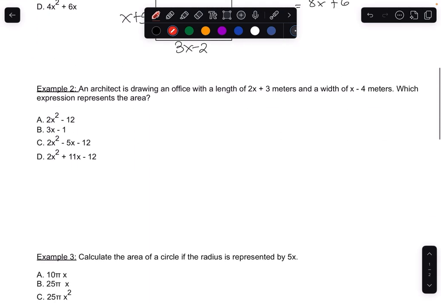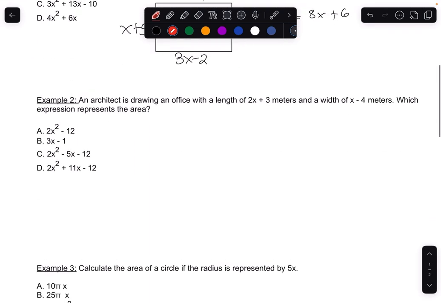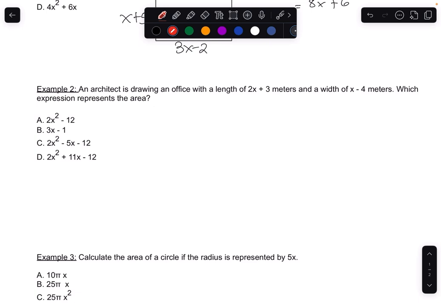Same idea for number 2. And honestly, when you watch these videos, if you haven't already, take a second. Try it by yourself, right? Don't just rely on the video alone. Use it as a resource. So hopefully you took a second to solve number 2.